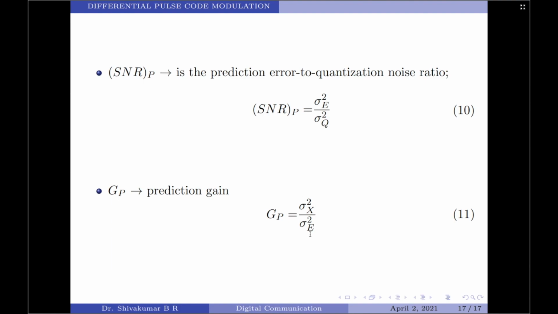That is, if you want to increase the efficiency of the DPCM system, then you are supposed to make Gp greater than 1. Now, for making this greater than 1, we identify sigma x square is always fixed. So, the only possible way of making Gp greater than 1 is by minimizing the prediction error, which is sigma e square. Therefore, when designing the DPCM system, the objective should be to design the predictor so as to minimize the variance of the prediction error, which is sigma e square.